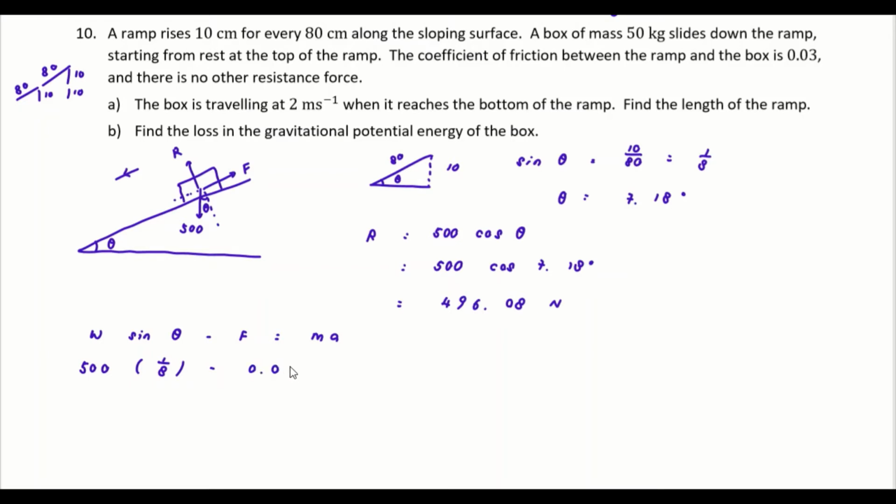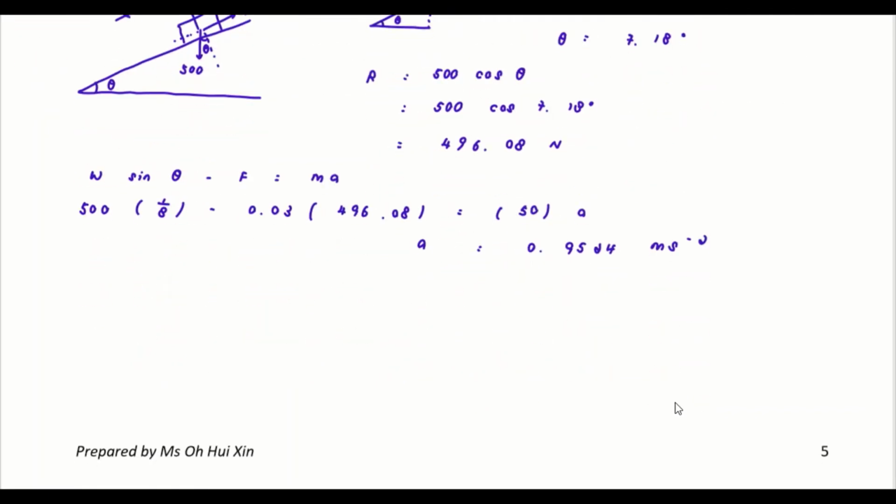So mu is 0.03 times the R we got just now. Remember to store this value as well. This equals the mass, which is 50 kg, times the acceleration. From here, you'll be able to get A equal to 0.9524 meter per second square. After you have got this, now we can do SUVAT, right?